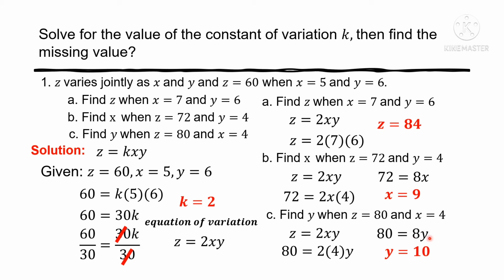So, ito, 8y divided by 8 is y. Then, 80 divided by 8 is 10. So, the value of y is 10 when z is 80 and x is equal to 4. So that is how to solve problems that has something to do with the joint variation.